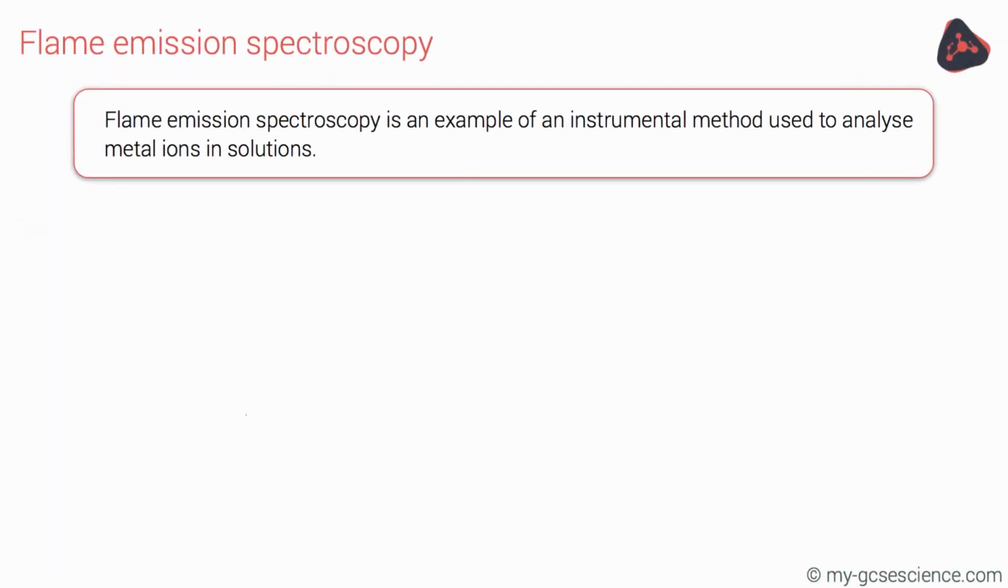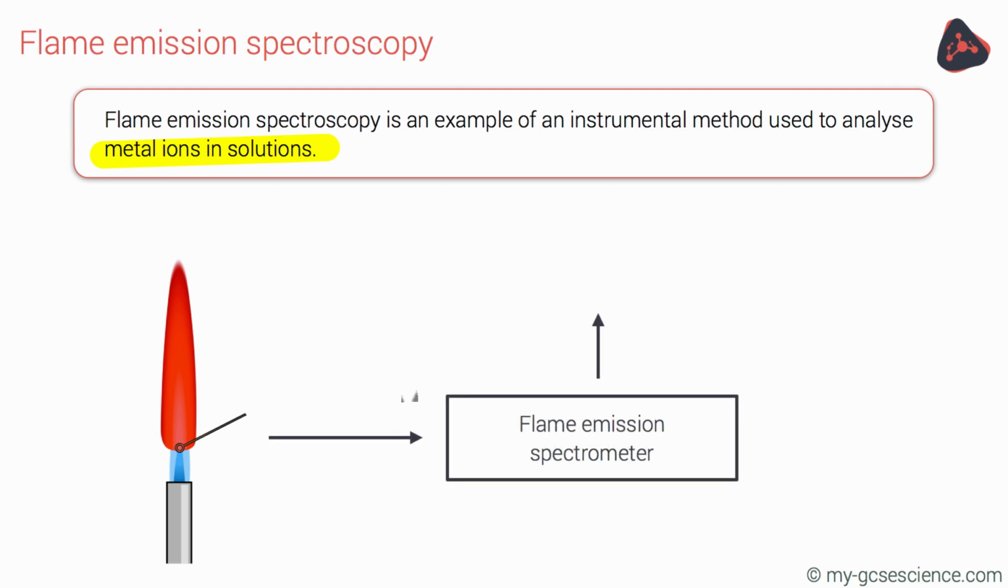Flame emission spectroscopy is the main example of an instrumental method that you may need to discuss in the exam, and it's used to analyse metal ions in solutions. In effect, it's really a specialised flame test, because it starts in the same way. The sample you're testing is put into a flame, and this time, rather than just looking at the light that's given out, the light is passed through a spectroscope. This allows us to analyse and identify metal ions from flame tests even if they don't produce a characteristic colour.